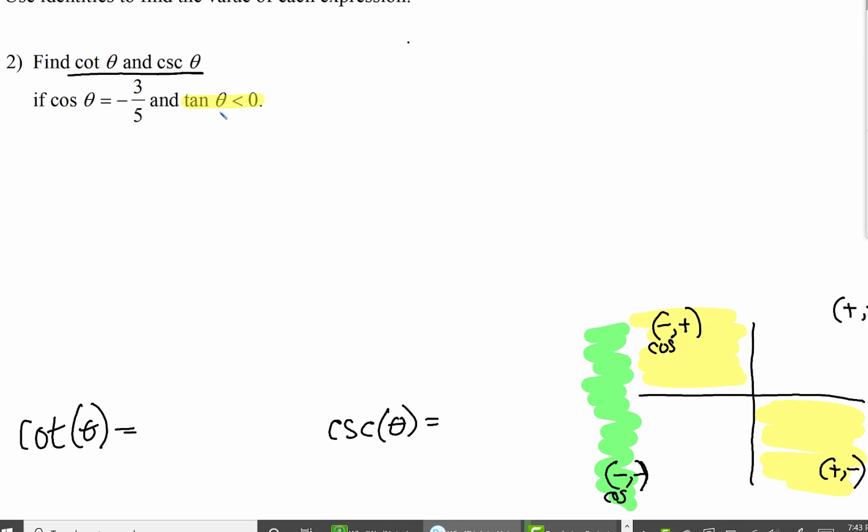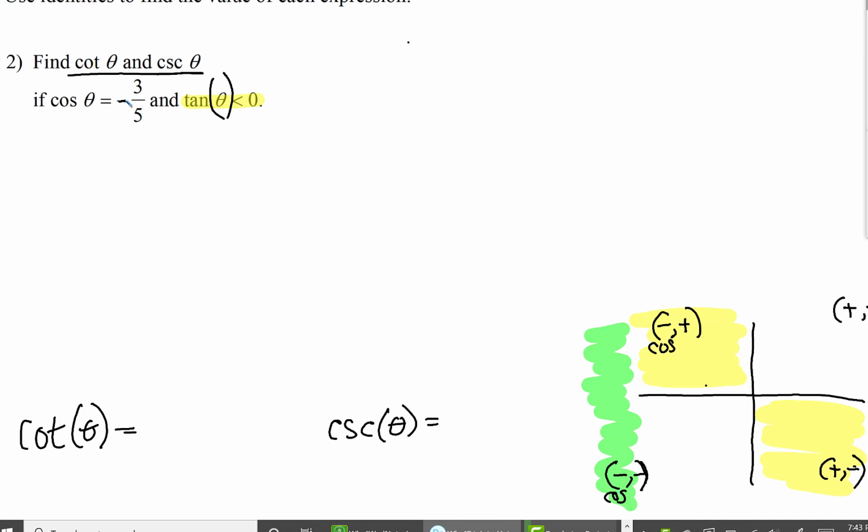We know that tangent's negative because it says tangent theta is less than 0. Well, tangent is negative in the second quadrant and in the fourth quadrant, because that's when the signs are opposite each other. Opposite over adjacent, so positive divided by negative, negative divided by positive. So we know that fact.